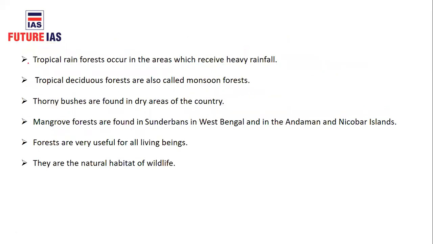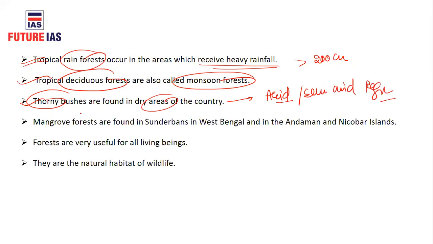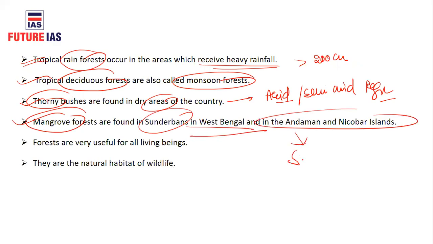Okay. Tropical rainforest occur when receive high rainfall, more than 200 centimeters. Okay. Tropical deciduous forests are also called monsoonal forest. The thorny bushes are found in the drier regions or in the arid regions or in the semi-arid regions. The mangroves are found in the Sundarbans in the West Bengal and in the Andaman and Nicobar Islands. And most important tree is basically Sundari.